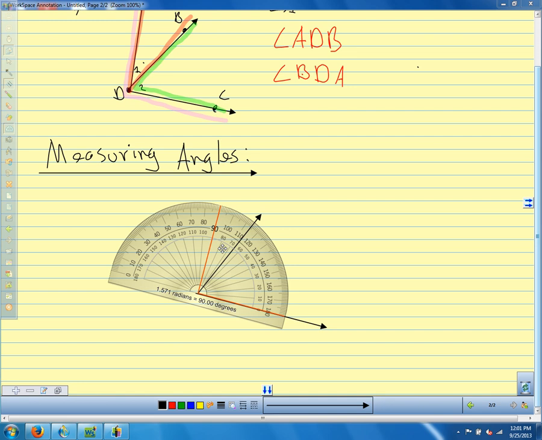So depending on how accurate, and how I might have not placed it really carefully, might not have put it right on the point really carefully. 65, 66, that's pretty good. So what we say is measure, and we'll call this point A, measure of angle A, M means measure, equals 66 degrees. Whenever we see that M, that means measure.